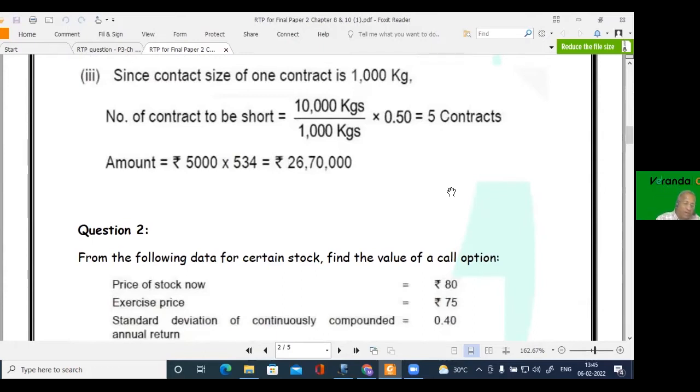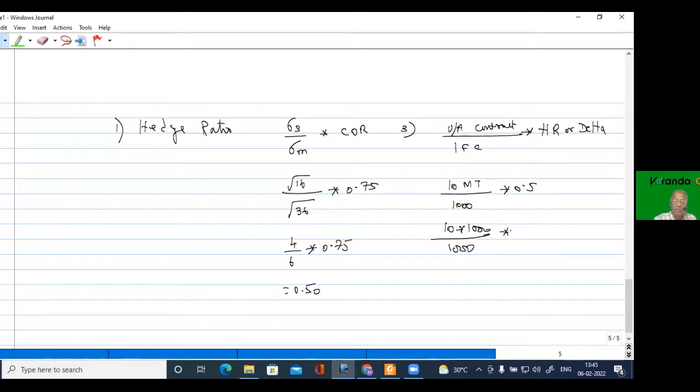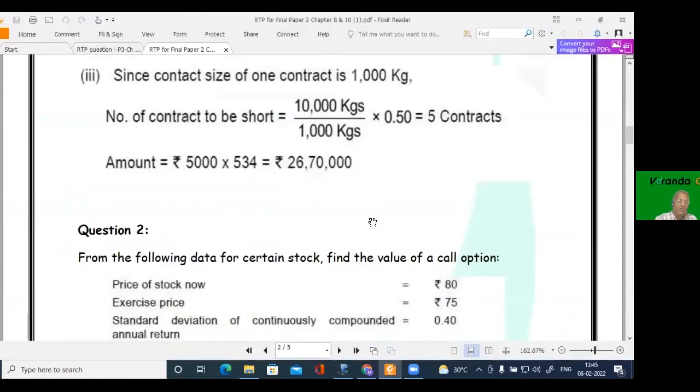So what is the formula that you have? The formula that you have for the third part is the underlying contract divided by one futures contract, into the hedge ratio. So the underlying contract, 10 metric tons divided by 1,000 kilograms, into the hedge ratio. Delta is what we call the hedge ratio. We call it a delta. So 10 into 1,000 divided by 1,000 into 0.5 equals 5 contracts.